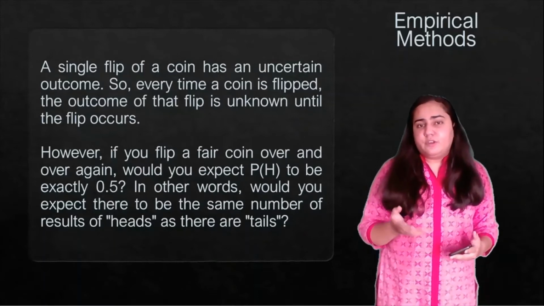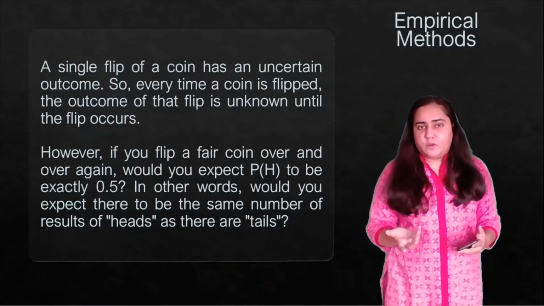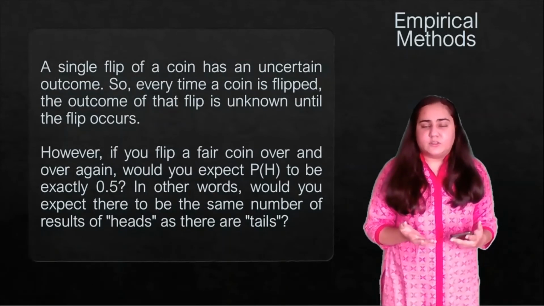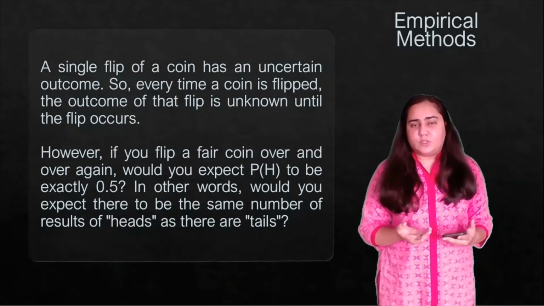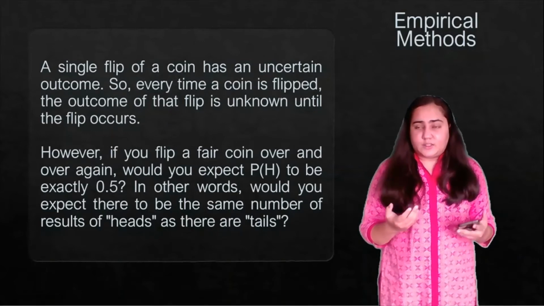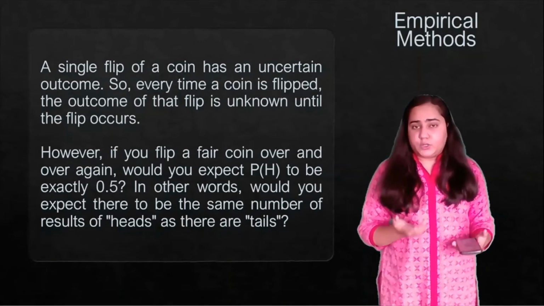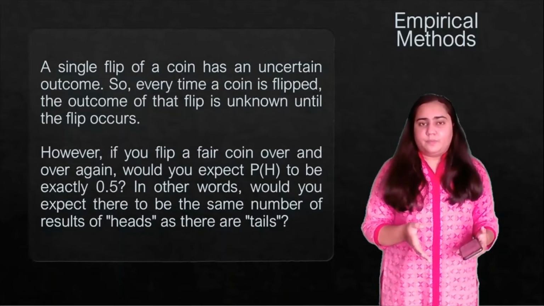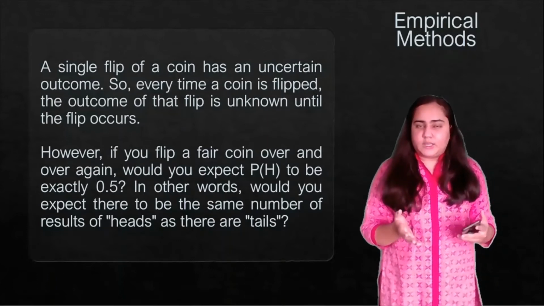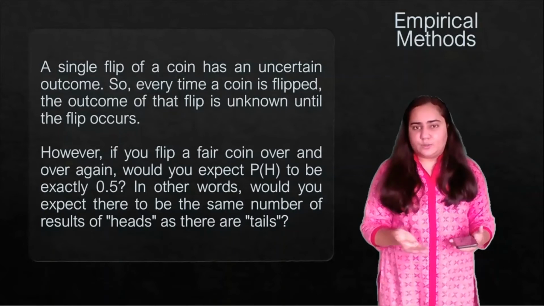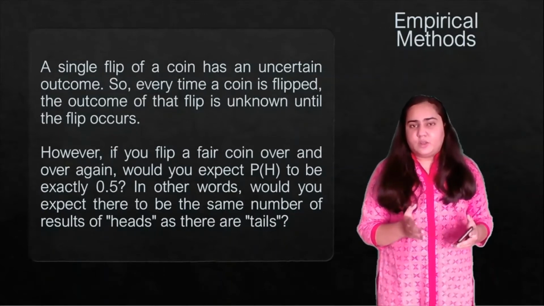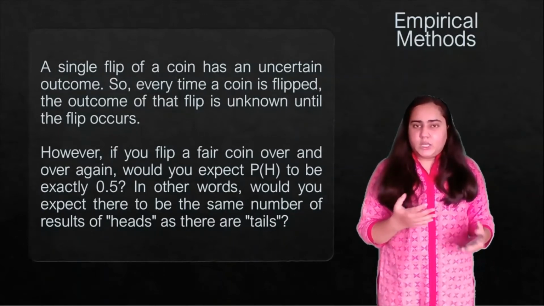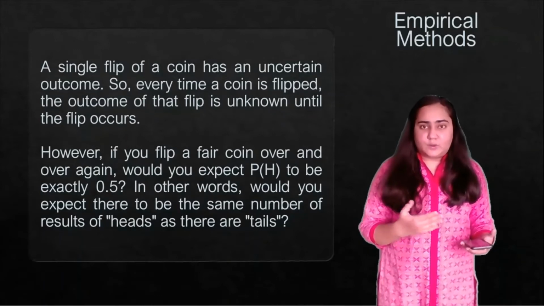However, a fair coin is a coin that is not biased. Sometimes they create coins which are heavy on one side, and that's why when you flip, there's a higher chance of getting heads than tails. You also should not use a coin that has heads on both sides or tails on both sides. So a fair coin has equal probability of getting heads or tails.